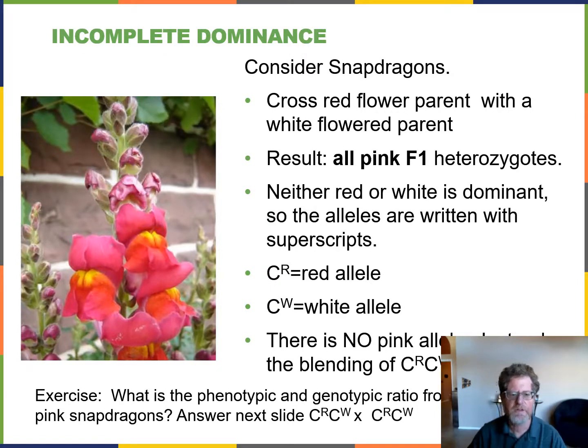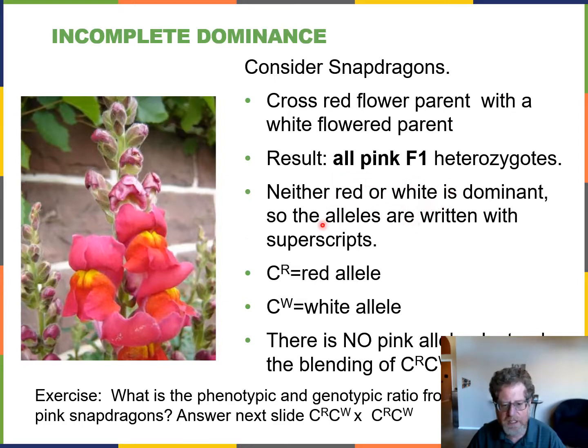All right, so consider snapdragons. This is called incomplete dominance, and in real life, this is far more common than complete dominance. Okay, so when you cross a red flowered parent with a white flowered parent, you get pink offspring. These don't look all that pink, but I guess if you saw the red parent, you'd know they're pink. And so it's like a blending of the traits in the parents. Neither the red trait or the white trait is dominant.